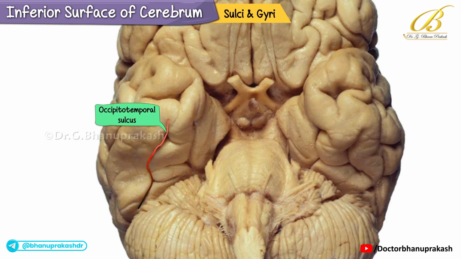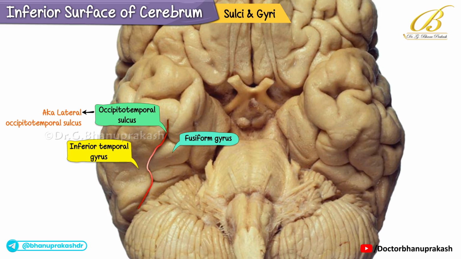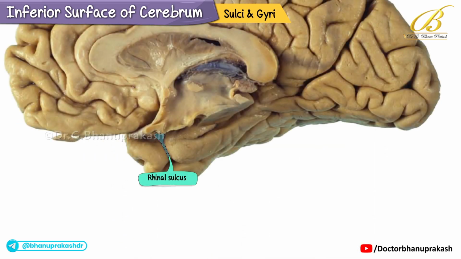The occipitotemporal sulcus, also known as the lateral occipitotemporal sulcus, runs anteroposteriorly on the inferior surface of the temporal lobe. It separates the inferior temporal gyrus laterally from the fusiform gyrus medially. The rhinal sulcus is situated on the anteromedial surface of the temporal lobe. It curves in an anteroposterior direction and serves as a boundary between the uncus and the temporal pole. Some sources consider it to be an extension of the collateral sulcus.